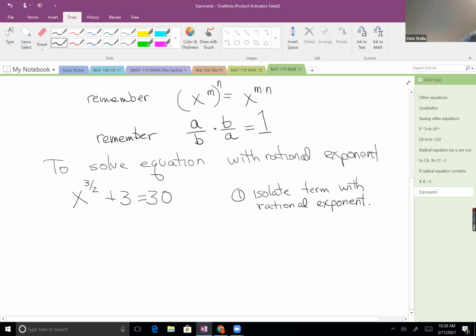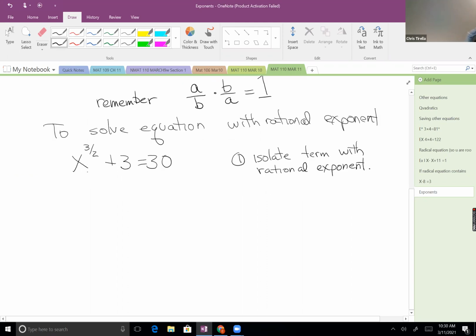Okay, so here, that's the x to the 3 halves. So I want to get that x term alone. I'll subtract 3 from both sides, and I'll get x to the 3 halves equals 27. So far, so good.